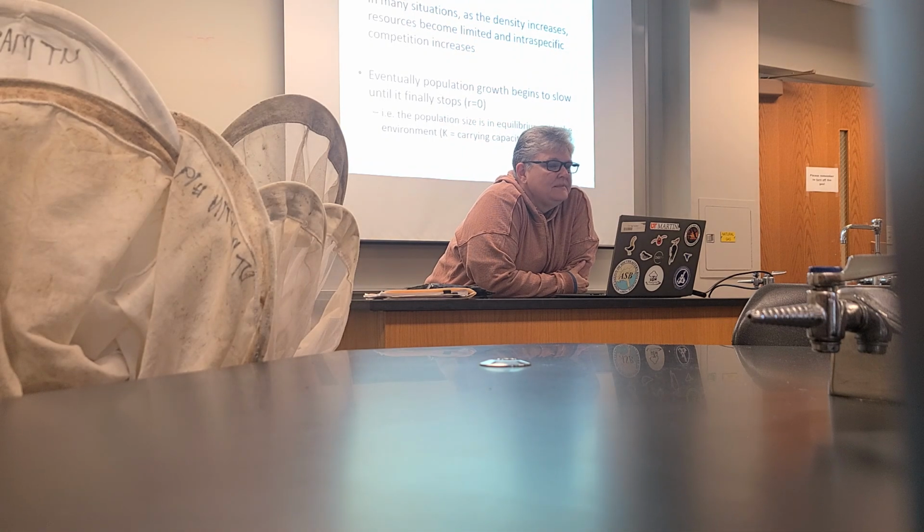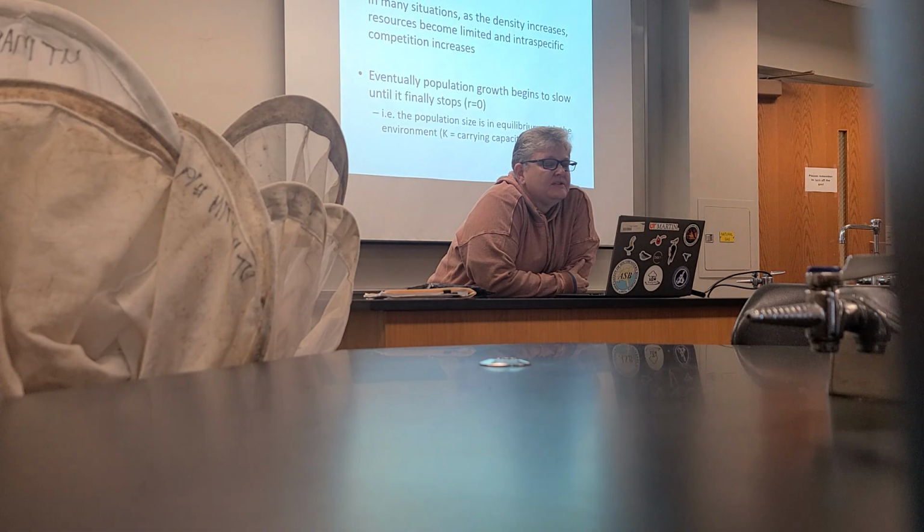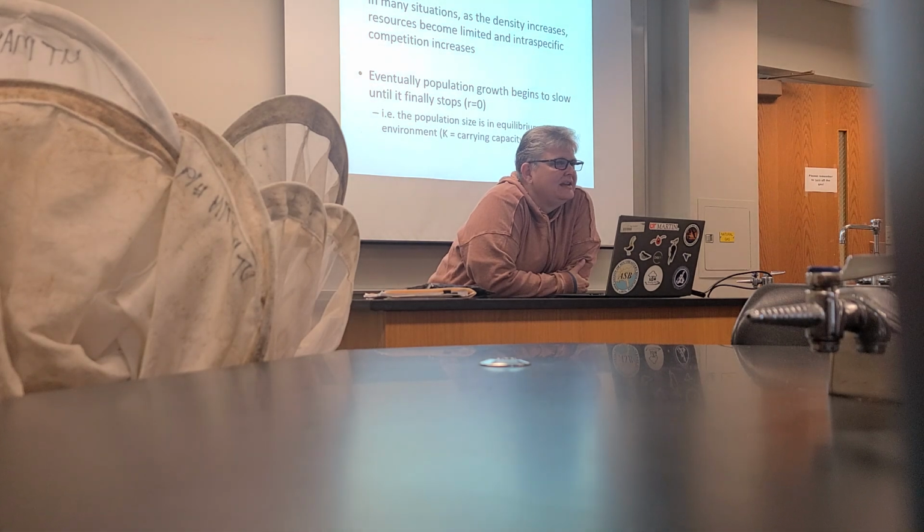Okay? And so that's why on the bottom it says an equilibrium. And that equilibrium tends to be at what we call K, which stands for carrying capacity. And the carrying capacity is the number of individuals of a particular species that the environment will support. As we get further into the model, probably towards the end of the day, we'll talk more about K, I think.